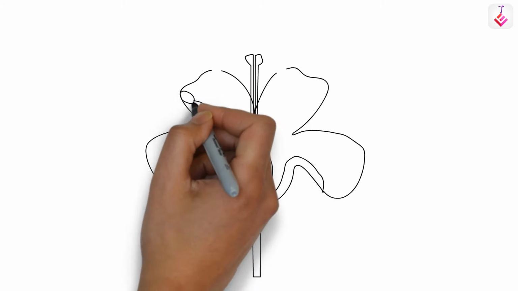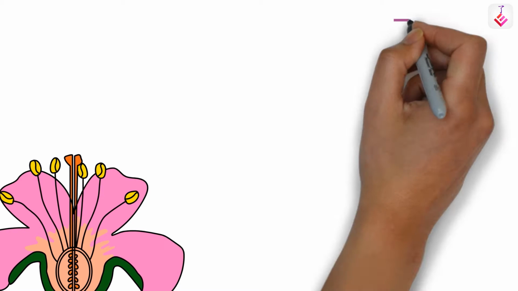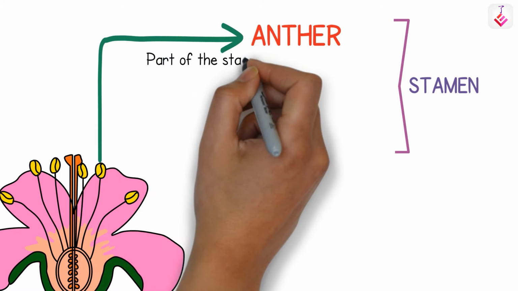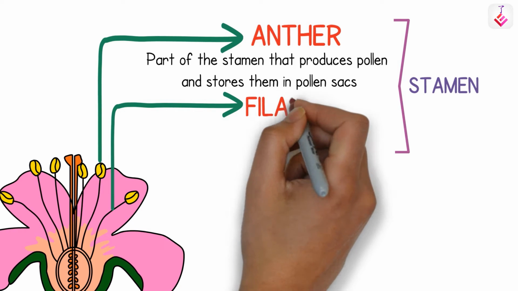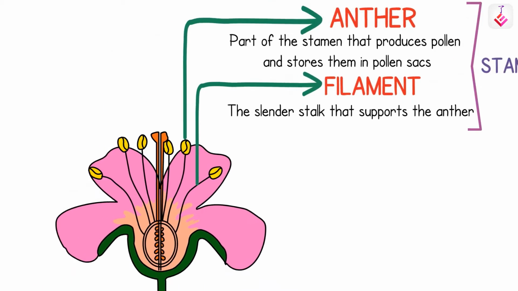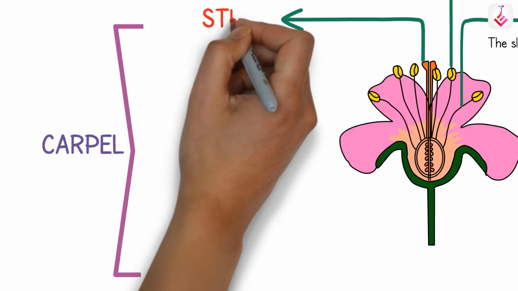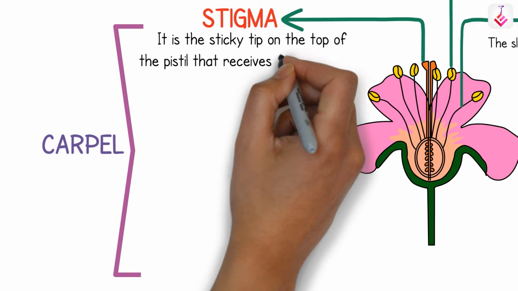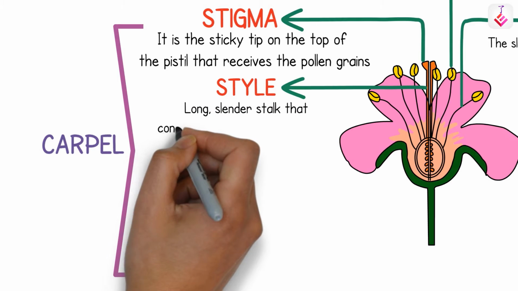The structure of flowers in most types of plants consists of male parts known as stamen, comprising of anther, part of the stamen that produces pollen and stores them in pollen sacs, and filament, the slender stalk that supports the anther. It also consists of female parts, known as carpel, comprising of stigma, the sticky tip on the top of the pistil that receives the pollen grains, and style, a long, slender stalk that connects the stigma to the ovary.